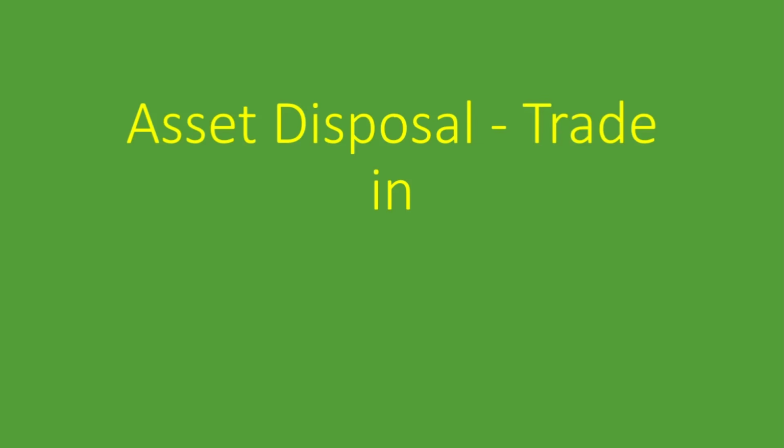In one of our previous lessons, we looked at asset disposal in detail, and we looked at the asset disposal account. We also looked at the asset account for that specific asset which we are disposing of. We also looked at the accumulated depreciation account for that specific asset. So we looked at all the general ledger accounts.